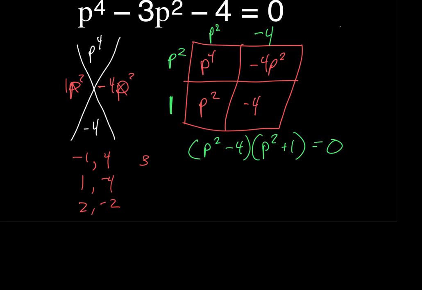I have two things there multiplied to give me 0. What must one of these things be? Either this is equal to 0 or this is equal to 0, because in order to multiply to get to 0, one of them must be 0. p squared minus 4 equals 0. We're going to solve for p squared. How? Add 4 to that side. Add 4 to both sides.